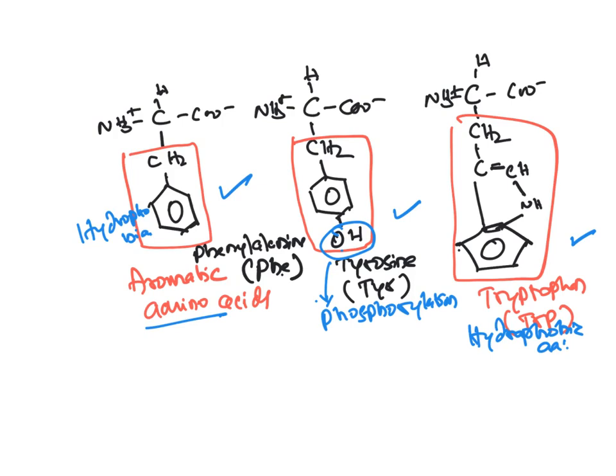Now let's move on to our next category, and that is other hydroxyl-containing amino acids. Other than tyrosine, another hydroxyl-containing amino acid is serine. Serine has COO minus, NH3 plus, H, and in the side chain serine has CH2OH.